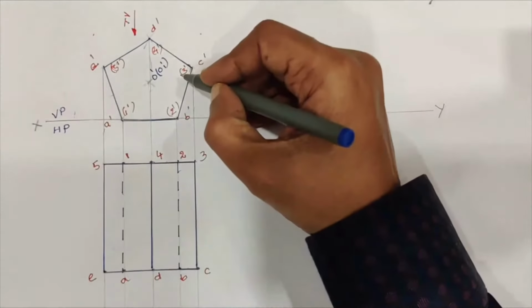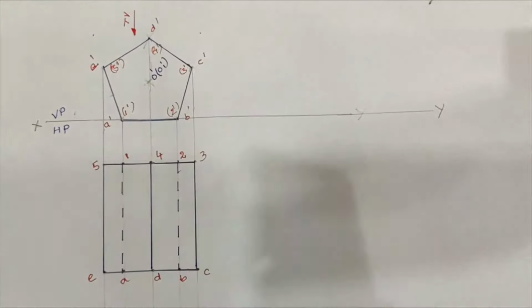This is the front view and this one is the top view of the pentagonal prism when the prism is resting on one of its rectangular faces on HP and its axis is perpendicular to the VP. This is the first stage solution. Then we'll move to the second stage solution.